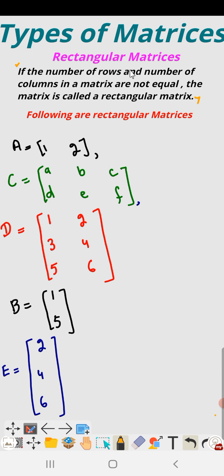If the number of rows and number of columns in a matrix are not equal, the matrix is called a rectangular matrix. Following are rectangular matrices. I have written some matrices. So we see first matrix A. We see that there is one row and two columns in matrix A.